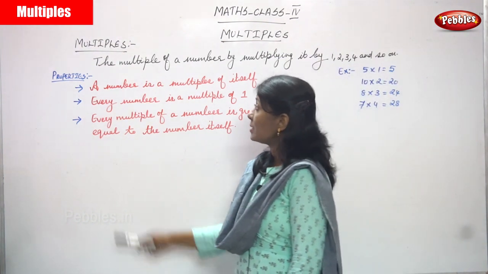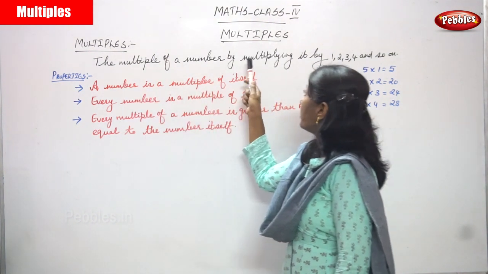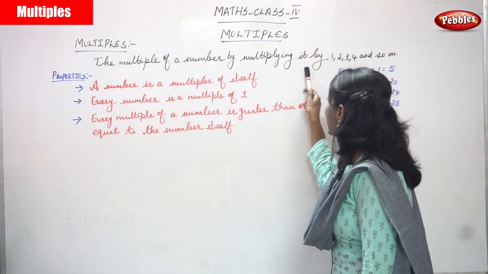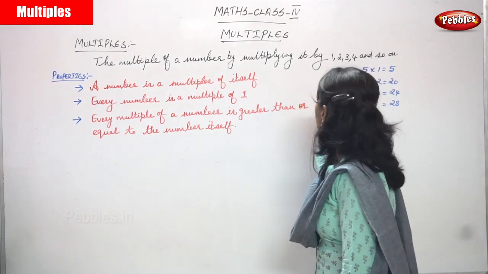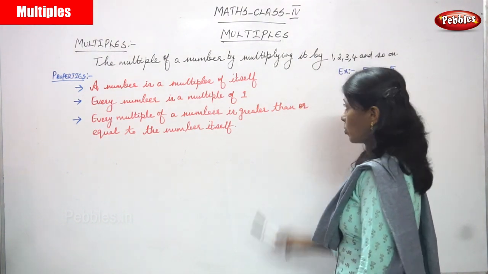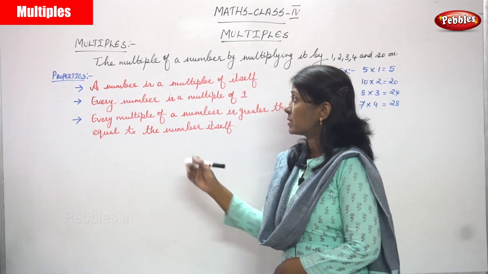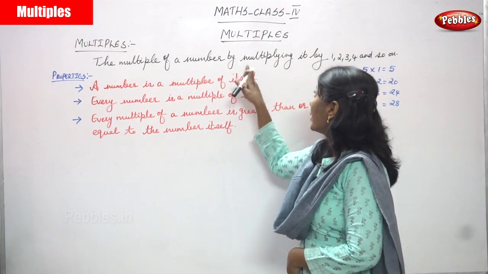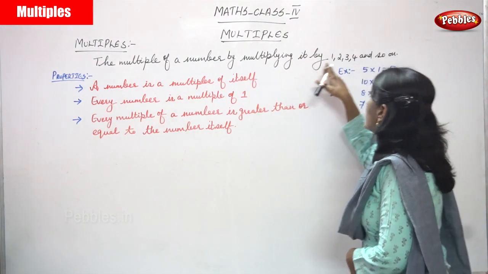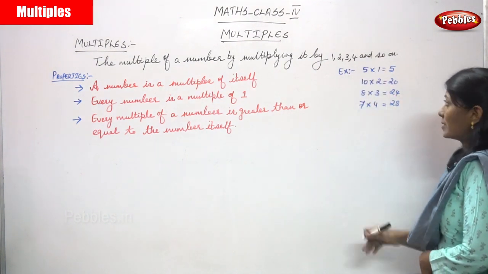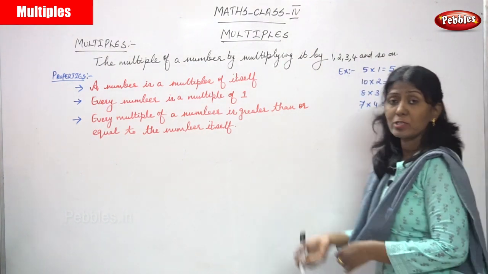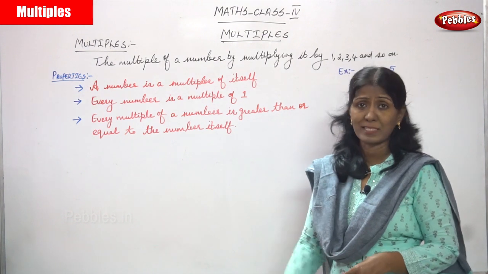I'll repeat once again. The multiples of a number are obtained by multiplying it by 1, 2, 3, 4 and so on. So what is the meaning of multiples? Multiples of a number come from multiplying it by 1, 2, 3, 4 and so on. Now I'll give an example so you understand the concept of multiples.